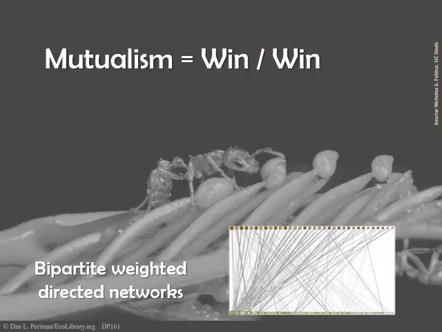Mutualism is a kind of ecological interaction that results beneficial for all involved species. Mutualistic communities are modeled as networks where each link represents the benefit of the existence of one species for the other. Mutualistic networks are bipartite, weighted, and directed.